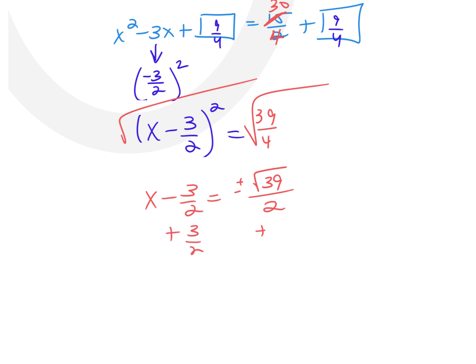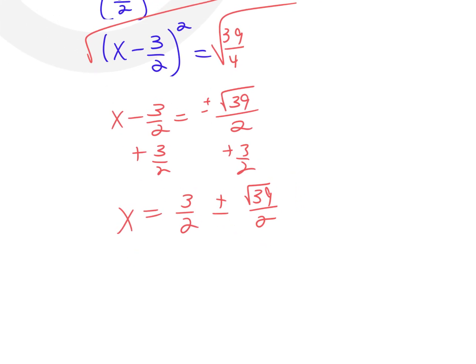Add the 3 over 2. So x equals, I like to put the number first and then the plus or minus root. You could do it the other way if you want. You can also write it together: 3 plus or minus the square root of 39 over 2. Either way, totally fine.